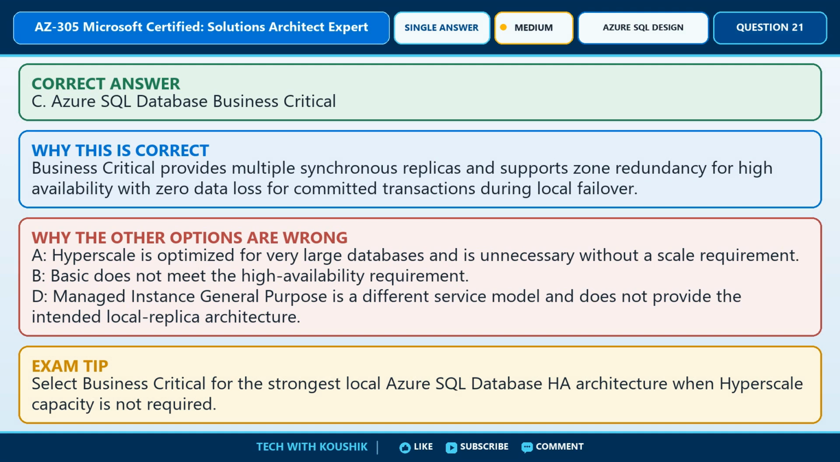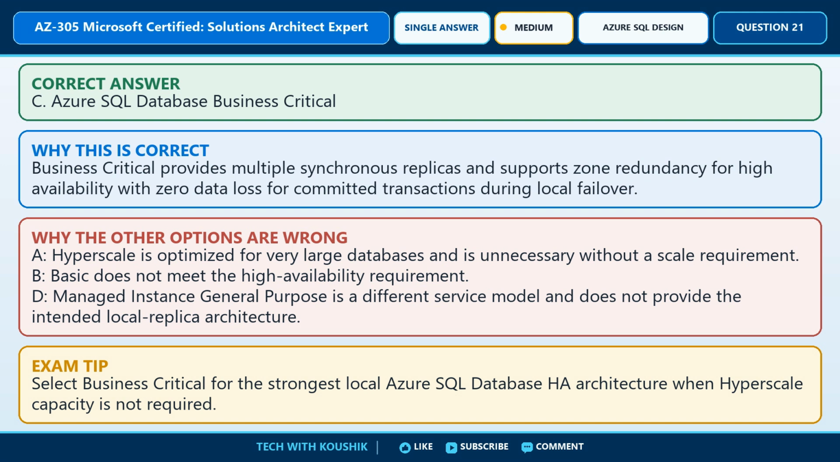Here is the technical justification. Business Critical provides multiple synchronous replicas and supports zone redundancy for high availability with zero data loss for committed transactions during local failover. The other choices do not satisfy the requirement because A. Hyperscale is optimized for very large databases and is unnecessary without a scale requirement.